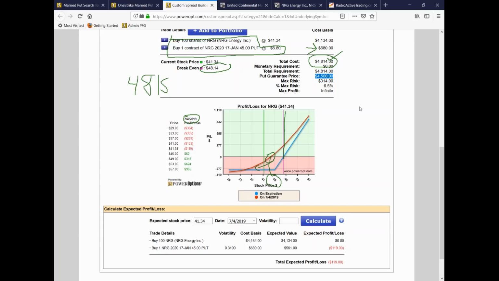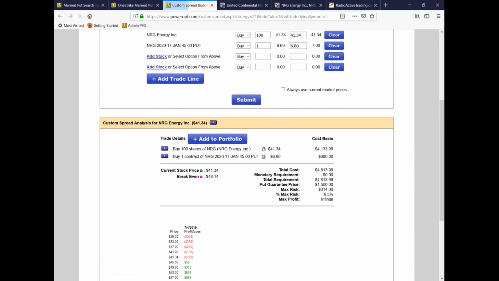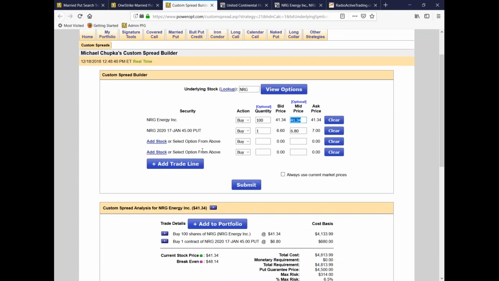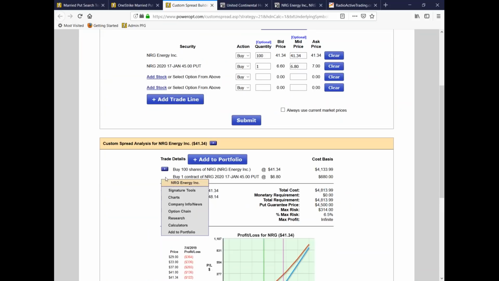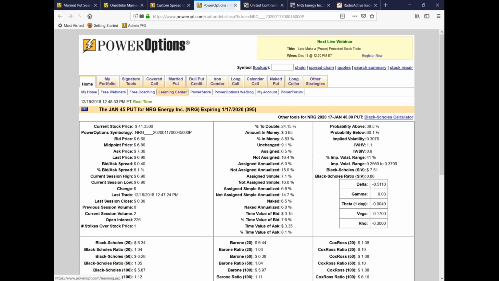Let's refresh the page because this is on real time. It's on my Power Options account. I'm going to see if the numbers change here, and I'm going to check one more thing. Still holding at 41.34, 41.35. Midpoint still 680. Just want to check one thing on the put very quickly. I'm going to go to Research, Option Research here.